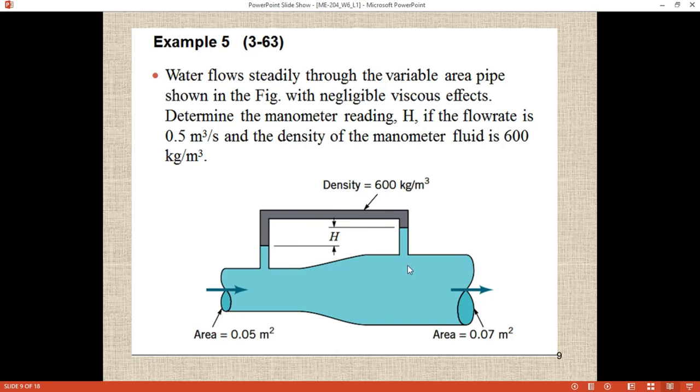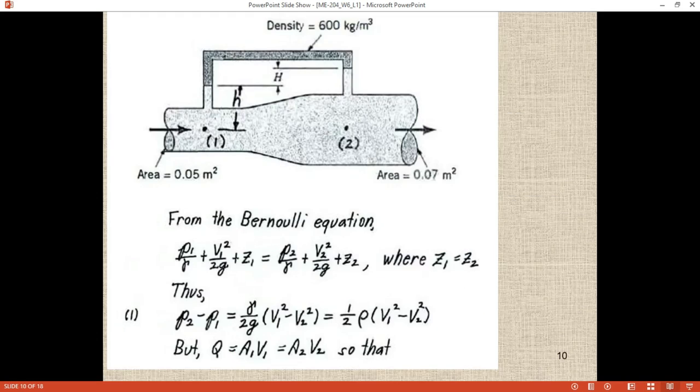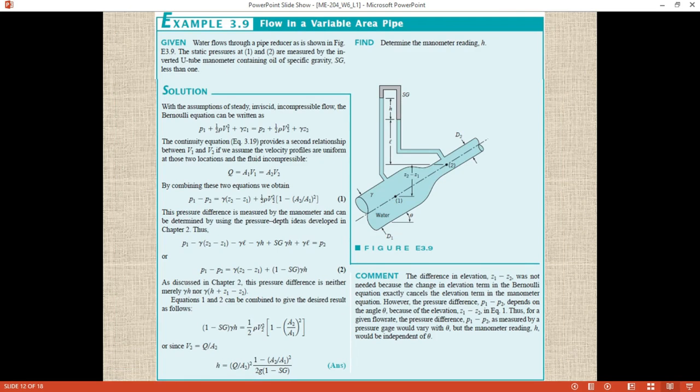Inverted U-tube manometer. So let's solve this problem by yourself, and if you have any problem we can discuss. So let's move on to the other problem. Okay, so here you can see also a problem related to variable area. The area of the pipe is varying.